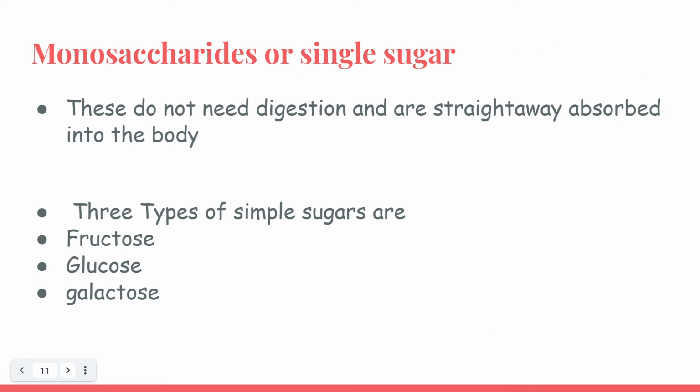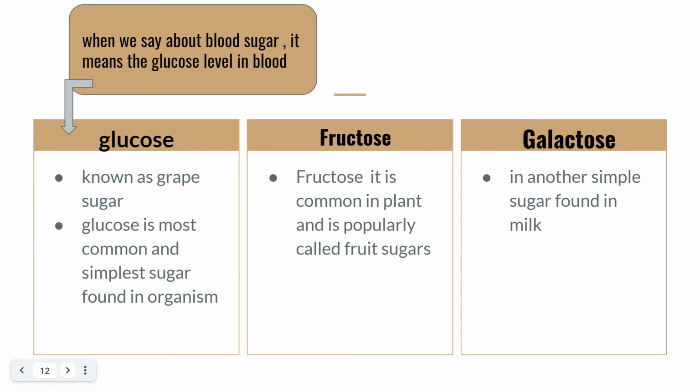Monosaccharides, or single sugar. Now let's understand what it is. They cannot be digested; they straight away get absorbed into the body. The three types of simple sugars are fructose, glucose, and galactose. Next, we have these three types.